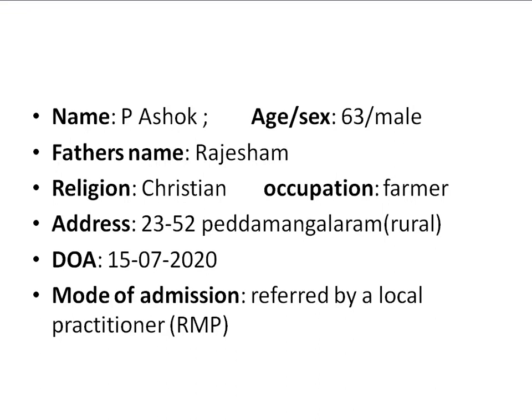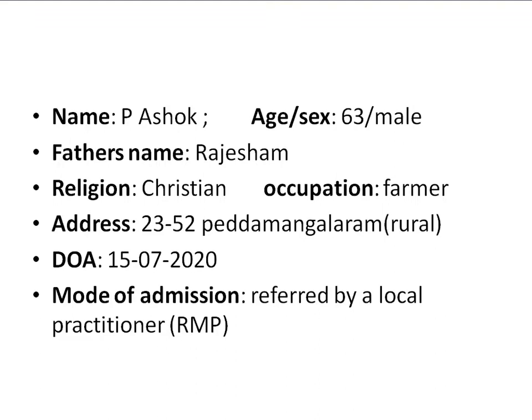If the person is retired, or is not working in the present occupation, you just need to write what he was doing earlier, what his previous occupation was. So, he used to be a farmer, and he is not doing anything now. He belongs to a rural area, that is a village. The date of admission was 15th of July 2020.